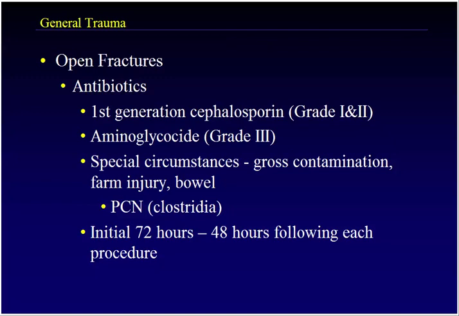And then occasionally you'll see on test examinations there's some special circumstances mentioned where there's gross contamination of the wound, a farmyard injury, or bowel contamination of the wound. Those are the situations where you would want to potentially add penicillin, and the organism that you're trying to cover in those situations is Clostridia. And then you want to maintain the antibiotics until you have adequate soft tissue coverage.